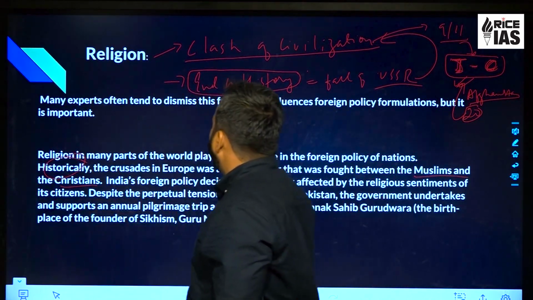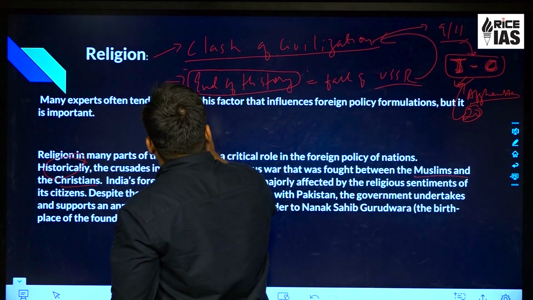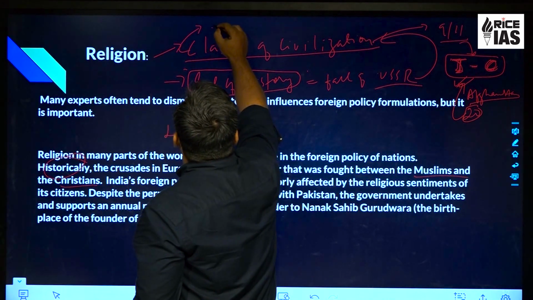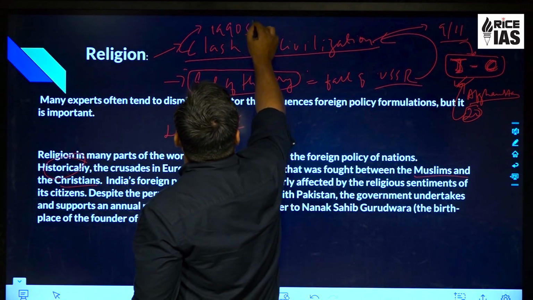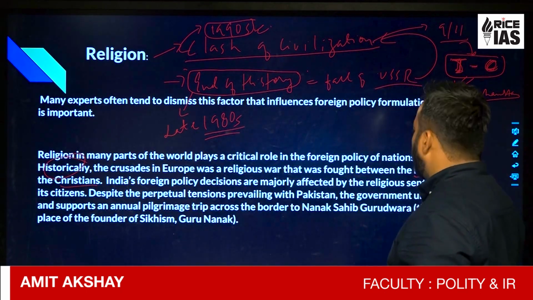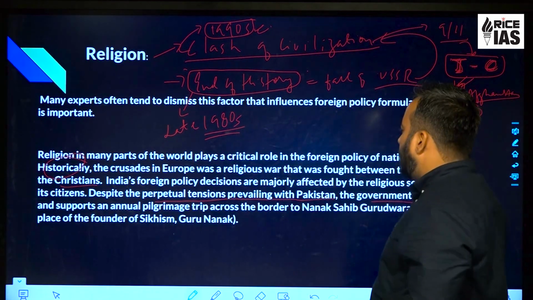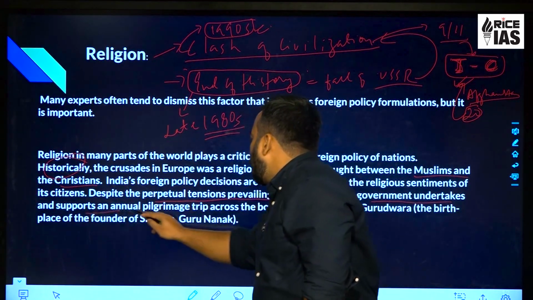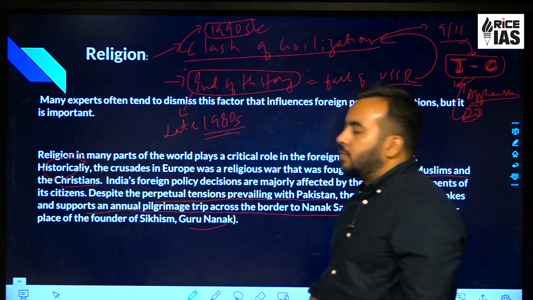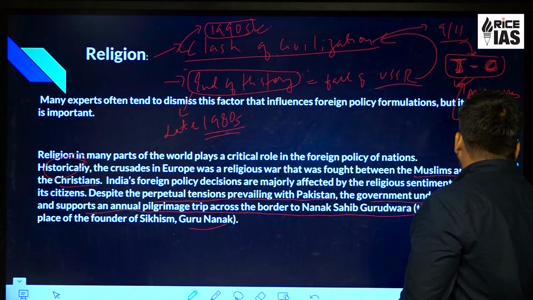Even historically, this war has been there. This is about the late 1980s, this is about the 1990s. Despite the perpetual tension prevailing with Pakistan, the government of India undertakes and supports an annual pilgrimage. Nankana Sahib, yes. So the role of religion is in diplomacy.